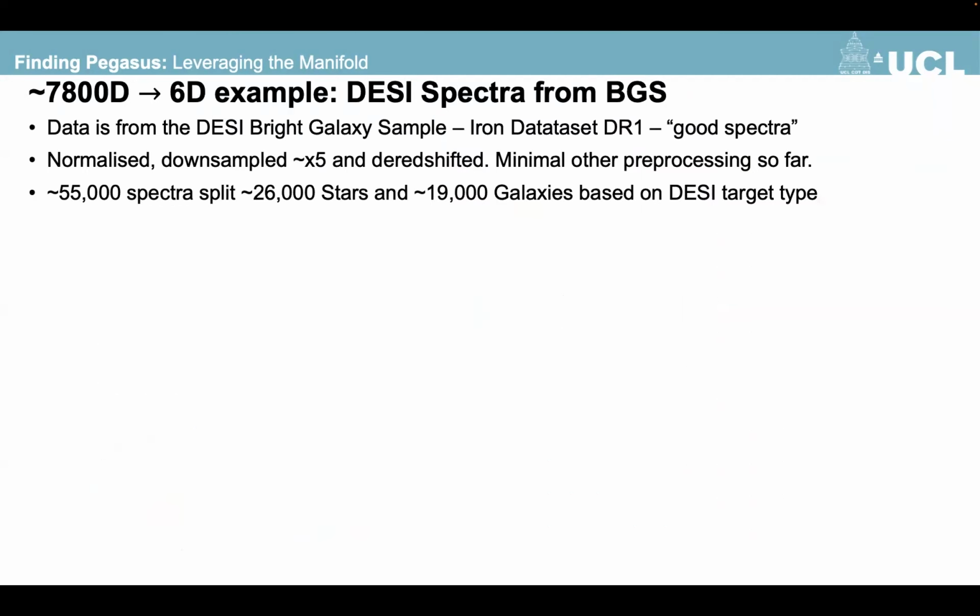All right, let's move on to some real data. So now we've moved from a 3D example to a 7,800D example. I've got some DESI spectra from the Bright Galaxy sample. I had about 55,000 spectra, split about 60-40 between stars and galaxies. I did a little bit of normalization, some downsampling and deredshifting. There's minimal other pre-processing for this kind of proof of concept work, so there are still a fair bunch of instrumentation artifacts in there.